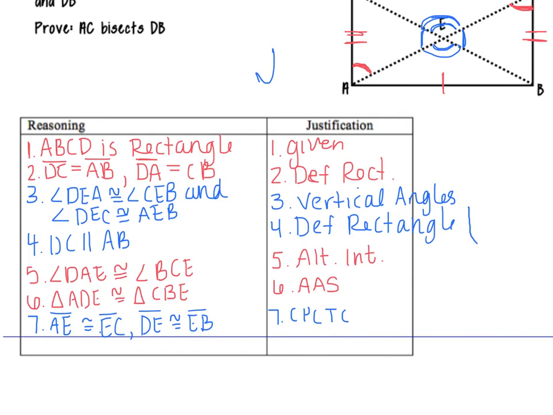Okay? So now, because we can say that they are congruent, we can say that AC bisects DB by definition of a bisector.